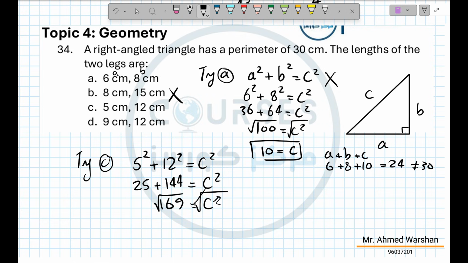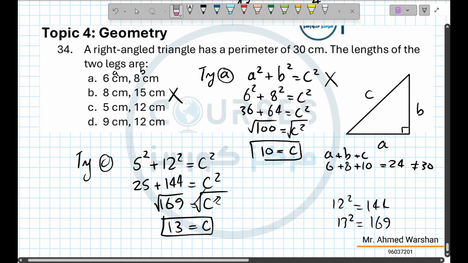I do not expect that you memorize this one, but you know that 12 squared equals 144. We just did it now. So you can try 13 squared and it's gonna be indeed 169. So C is actually 13.